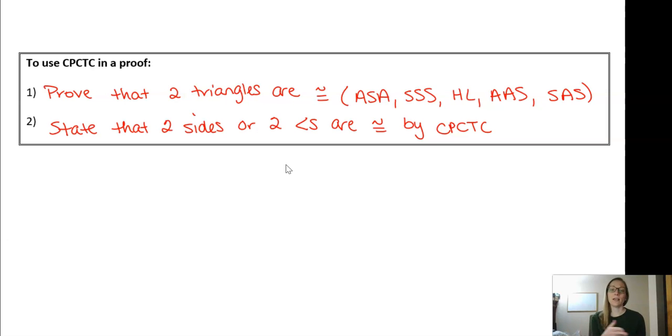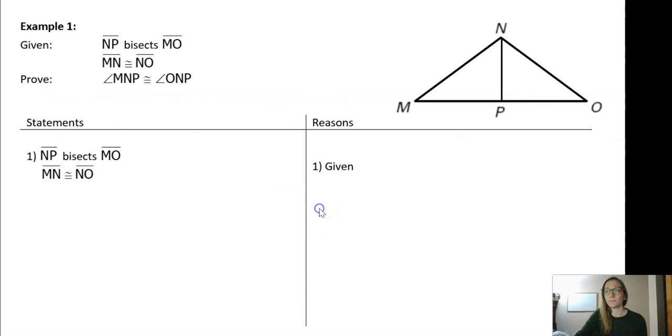And that can say that a pair of angles or a pair of sides that haven't been proven congruent yet, now we can say they're congruent because of CPCTC. So let's do one example together.